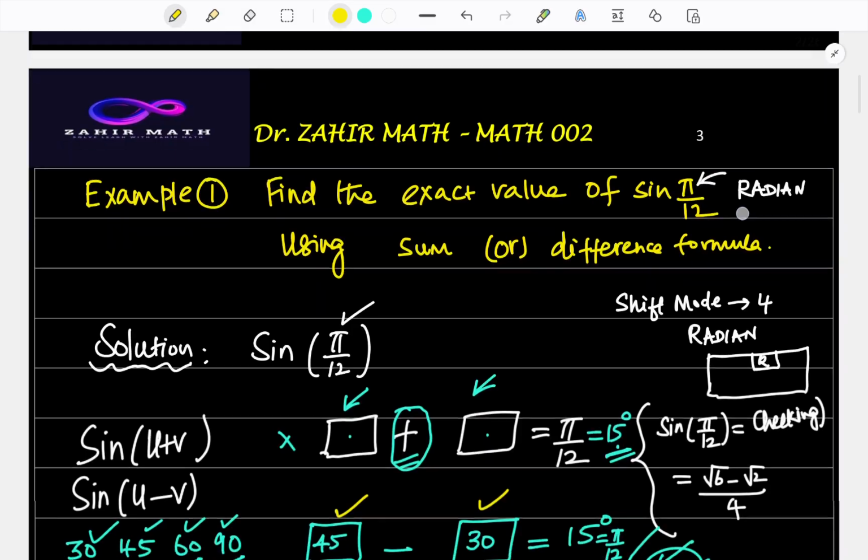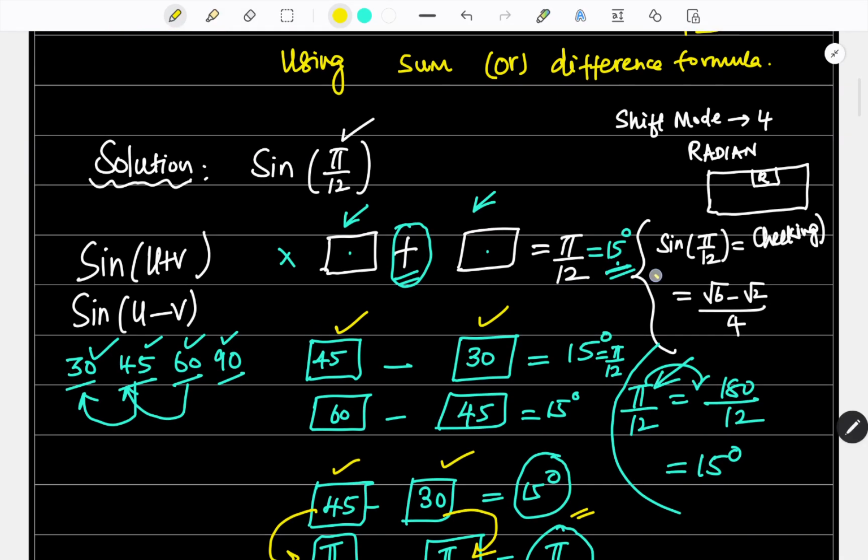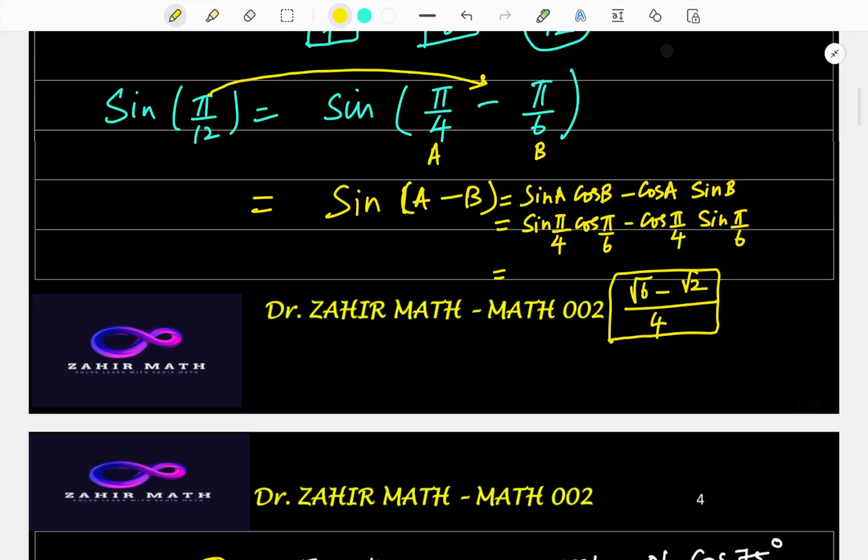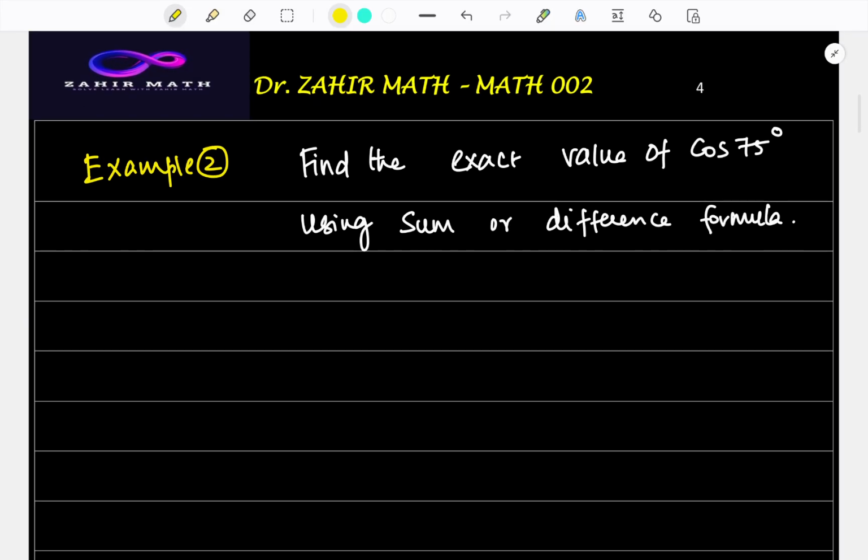Where is the answer? Yes, here. Can you see that? The same answer. So calculator should be used only for checking. Keep that in your mind. Right. So let's go to the next question.